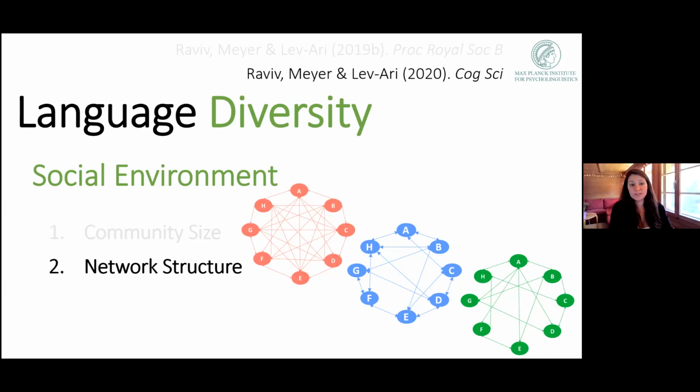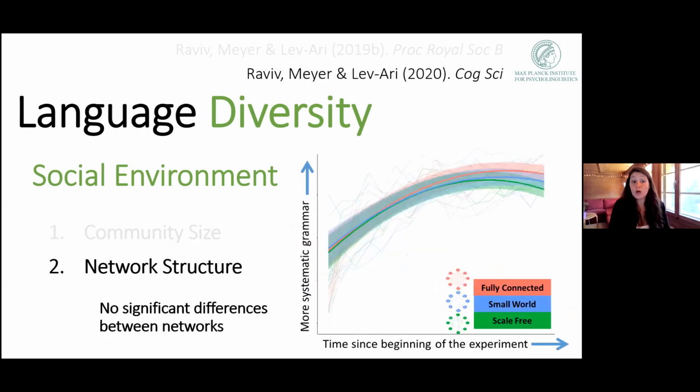Here our prediction was that sparser networks, the blue and the green, would create more systematic languages, for the same reasons as before. There's typically more variability, members have less shared history, and it's harder to converge in these networks, so there would be a greater pressure to create structure in them. But that's not what we found. We found no significant differences between all three network conditions. All of them showed the same high degree of structure throughout the experiment, and very similar behavioral patterns when we looked at all the other measures like stability, accuracy and convergence.